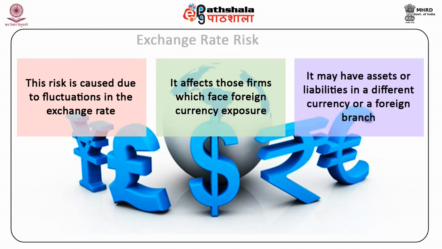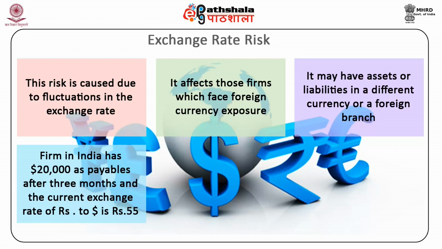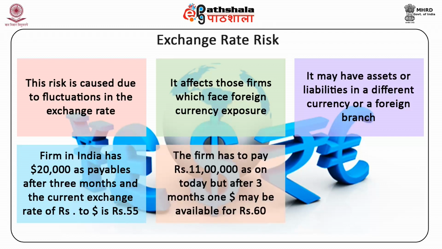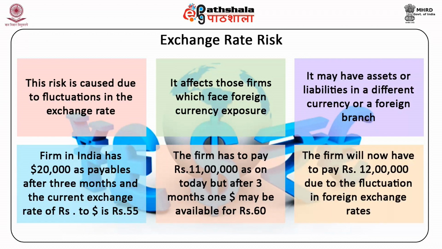It may have assets or liabilities in a different currency or a foreign branch. But due to interlinkages between different markets, all the firms are affected to at least some extent. For example, if a firm in India has $20,000 as payables after 3 months and the current exchange rate of rupees to dollar is rupees 55, the firm has to pay rupees 11 lakh as on today, but after 3 months, $1 may be available for rupees 60. The firm will now have to pay rupees 12 lakh, and this is due to the fluctuation in foreign exchange rates.